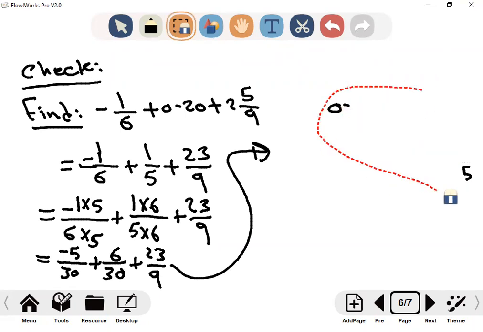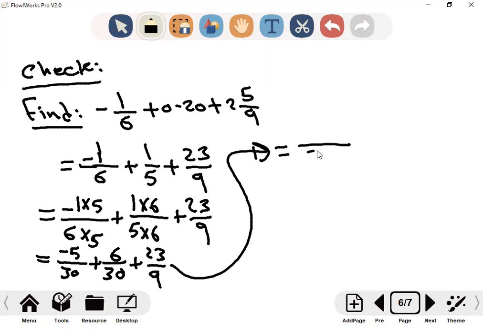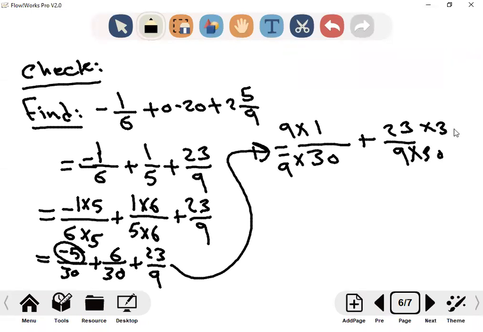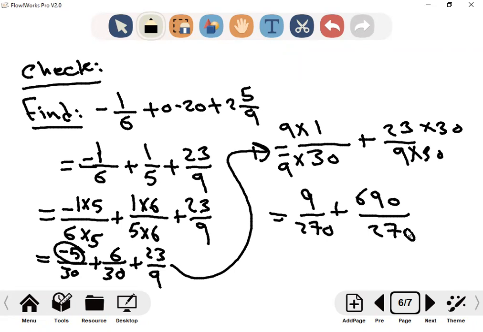Come here and continue. This one, I don't need it. Okay. Now, -5. Here, the first two, we have 30, right? Up, -5 + 6 is 1, positive. Plus 23 over 9. Now 9 and 30: times 9, times 9, times 30, times 30, to make like denominators, right? So here 9 over 270 plus 690 over 270. Done. We have 270. What we do is add 9 plus 690.